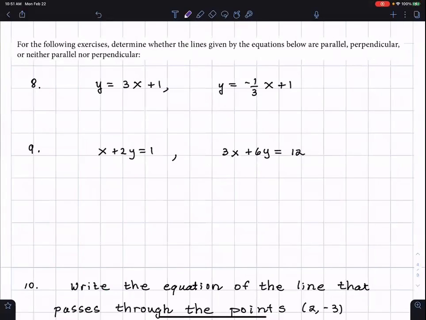Okay, for these problems, we're going to determine whether the lines given by the equations below are parallel, perpendicular, or neither. So what we're going to look at is the slope. Let's just say M1 is equal to 3, M2 is equal to negative 1/3. We see that M1 times M2 is equal to 3 times negative 1/3, which is negative 1.